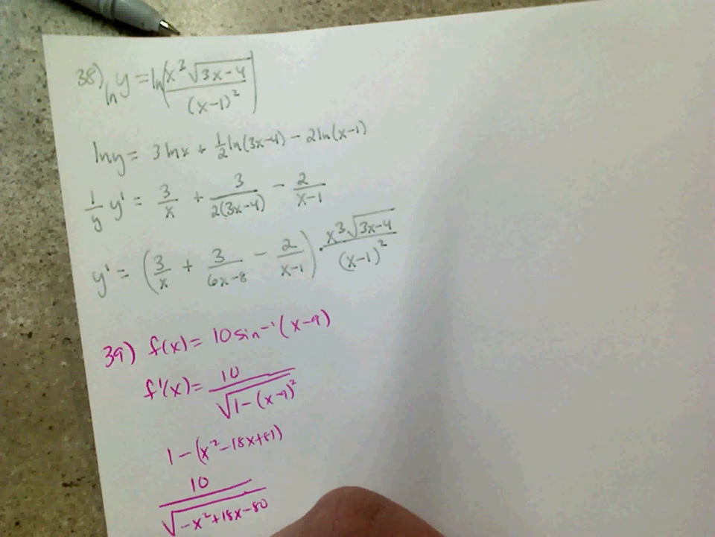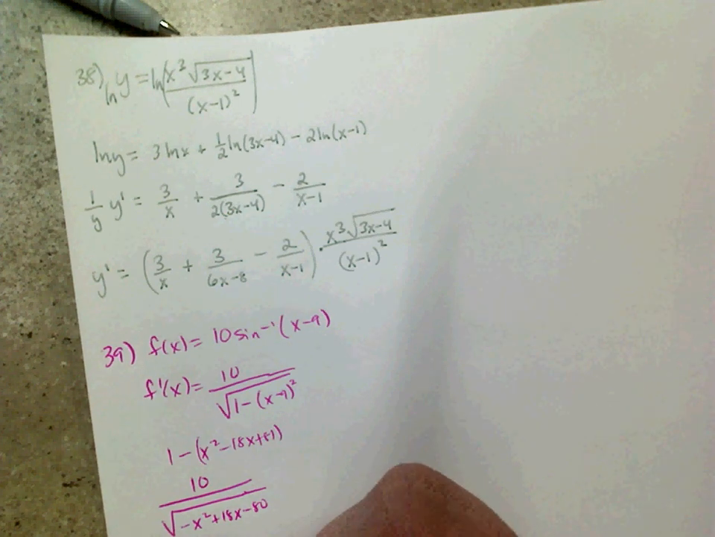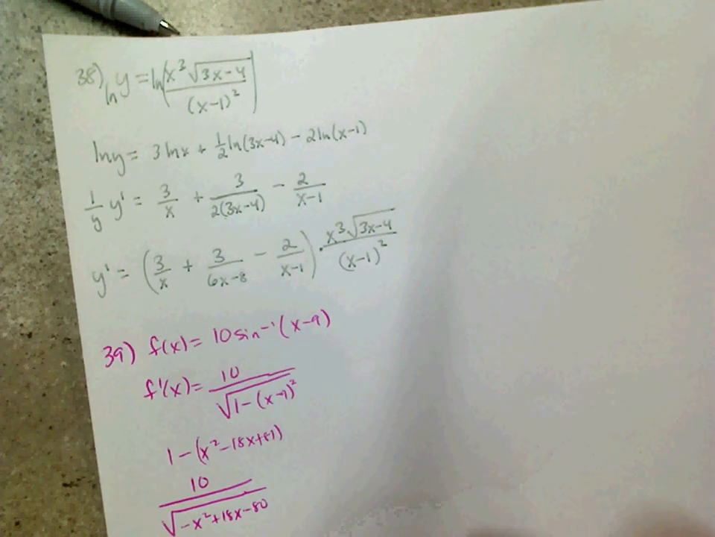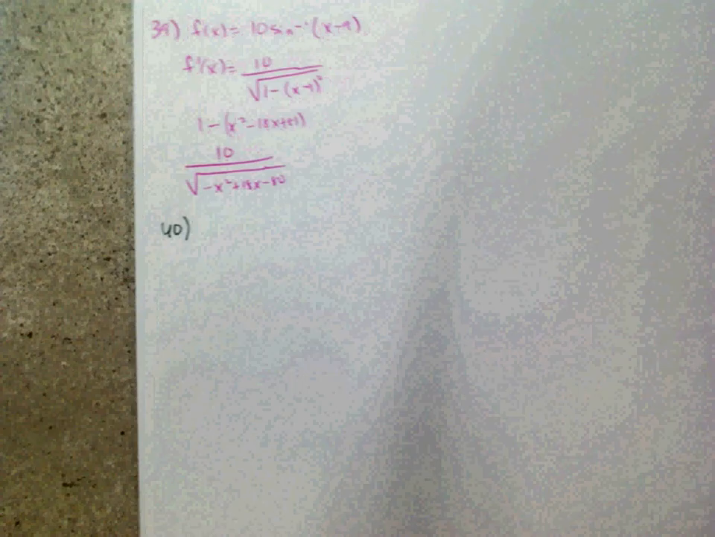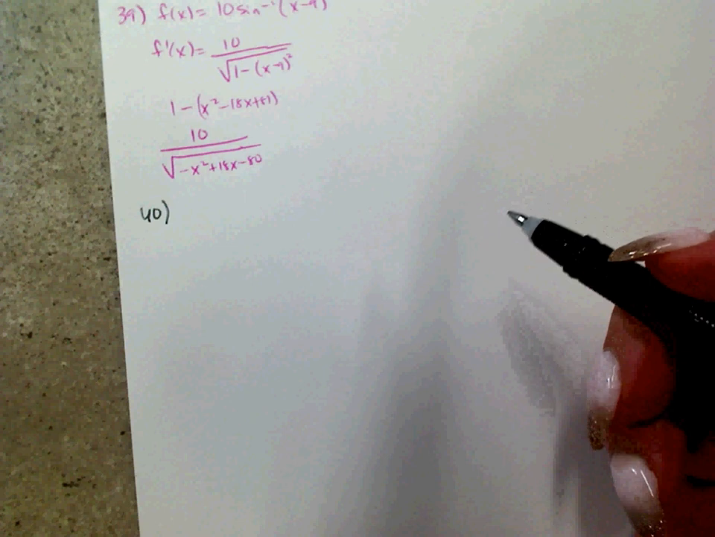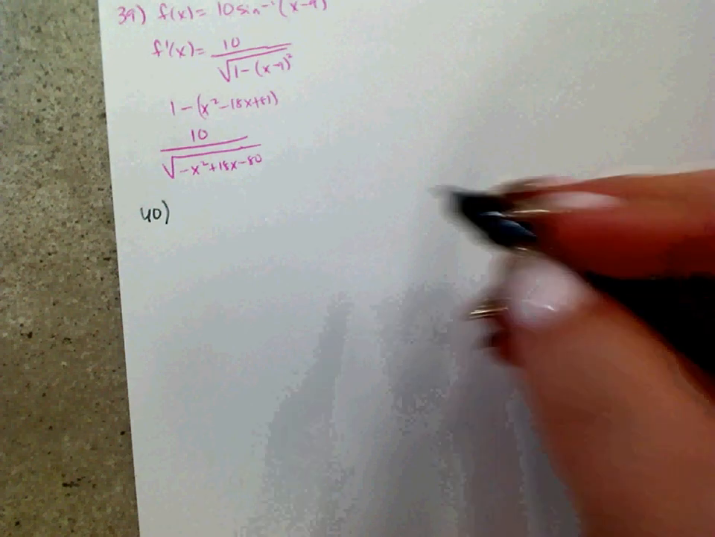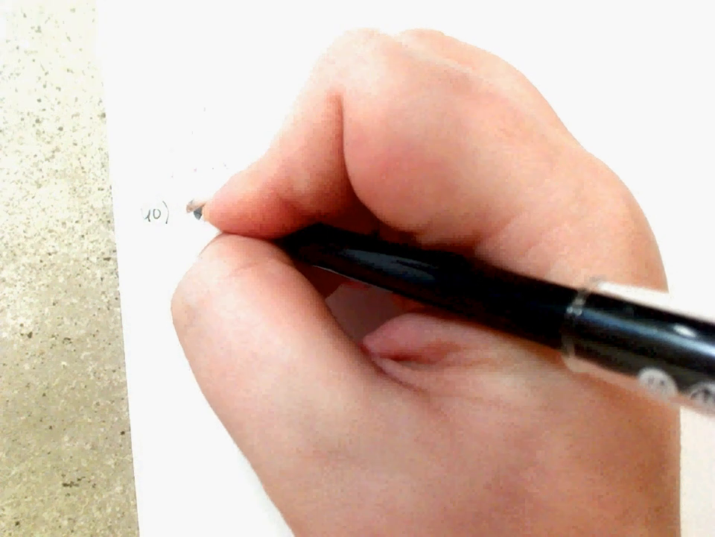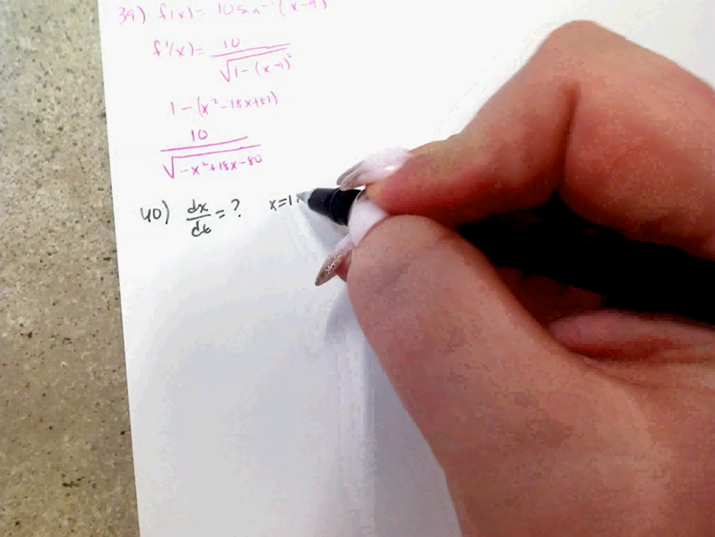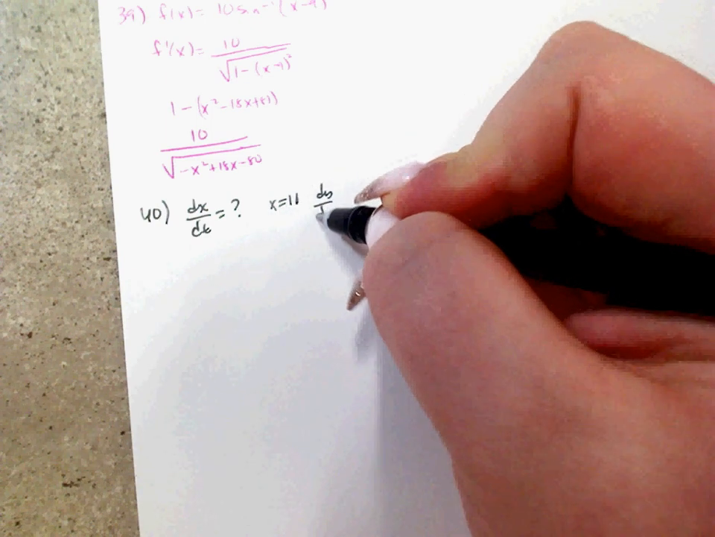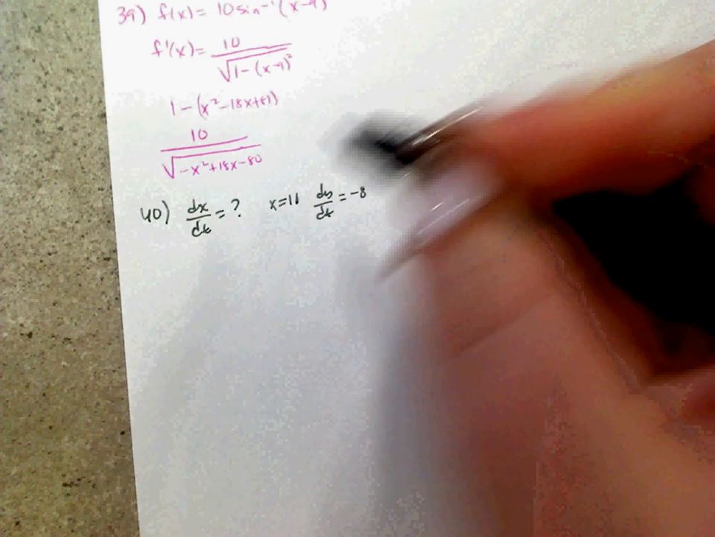Assume that x and y are both differentiable functions of time. Find dx/dt when x equals 11, dy/dt equals negative 8, and the equation is xy equals 132. So dx/dt is what we're trying to find when x equals 11, dy/dt equals negative 8, and the equation is x times y equals 132.